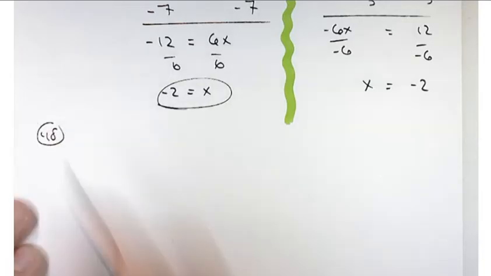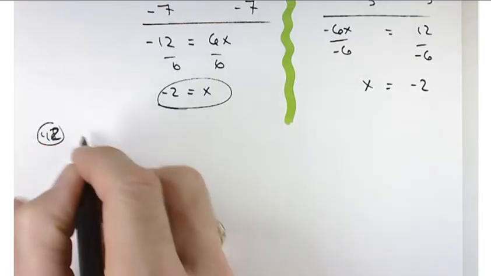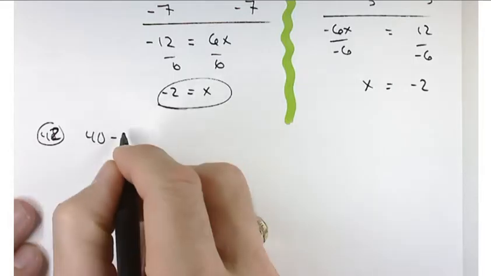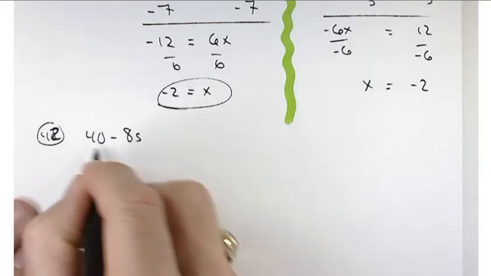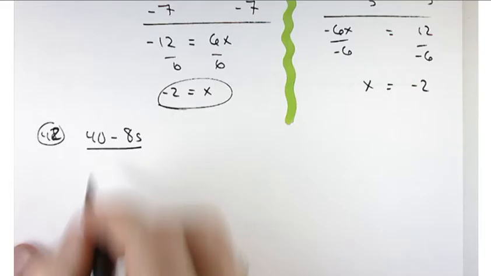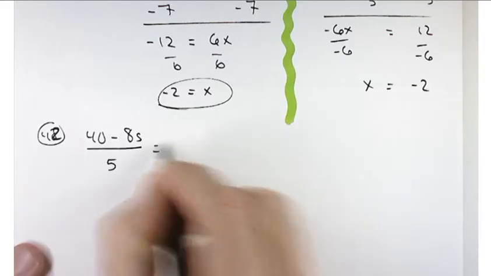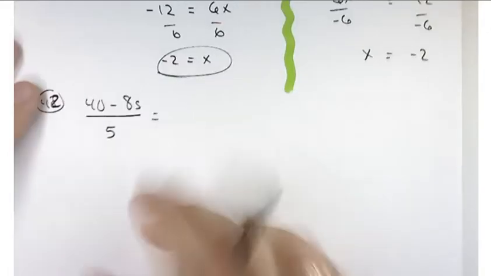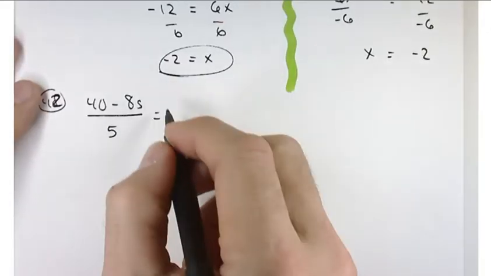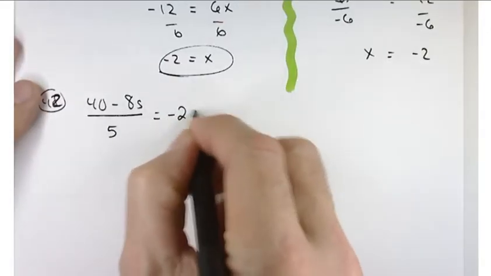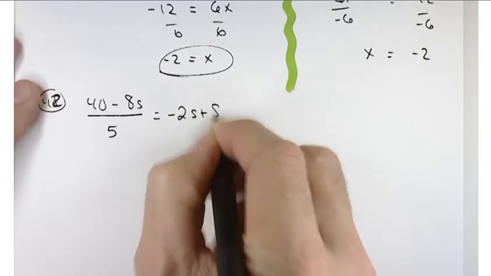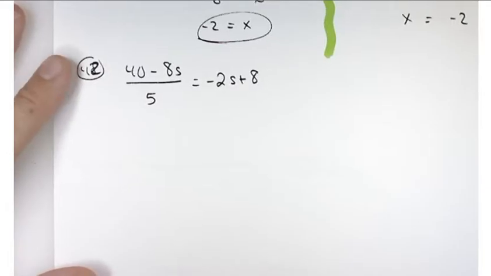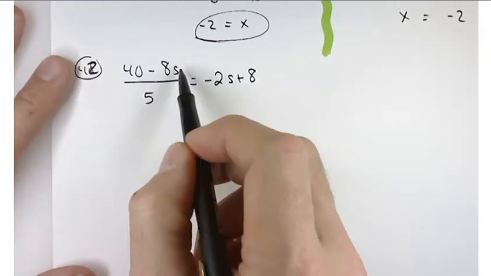Back up to problem number 42. Now, I'm not sure whose idea it was, bless you, to put 5s and S's in the same problem, but I'm trying to do my best to make sure that you can see the difference between both of these. Here's a 5, that's an S, etc.